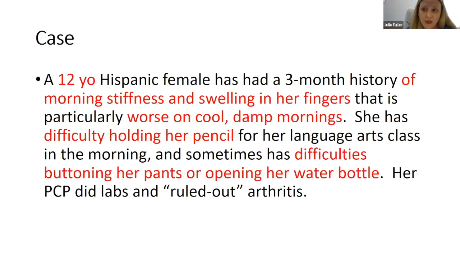And here are the key features. This is a little bit older child, but still describing very clear morning stiffness and finger swelling. And she's noting worsening symptoms with weather changes. She's also having difficulties with activities of daily living.